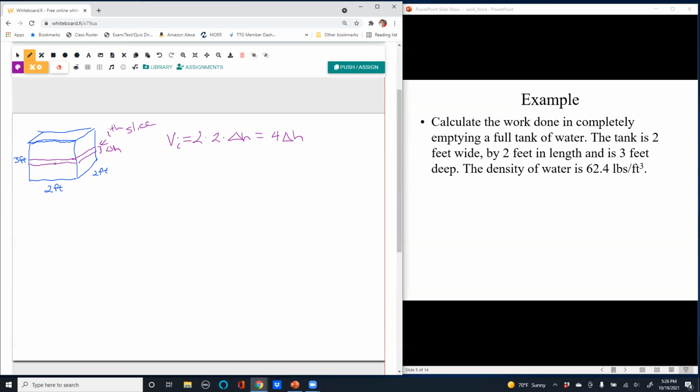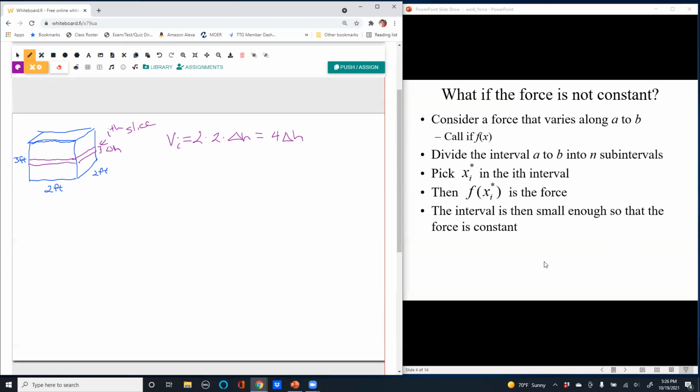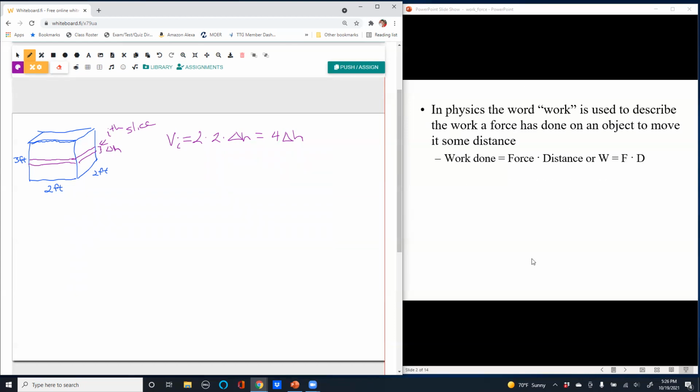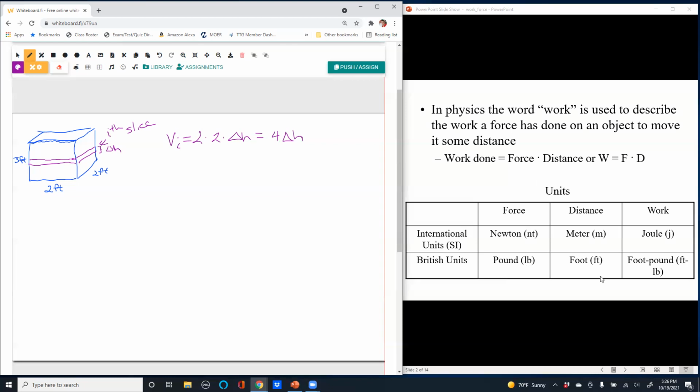So we got the volume of the ith slice. Now, here's something that's interesting about this problem. Notice the units: feet, pounds per foot cubed. If I go back to our table, and again, you use this table until you get good at it.